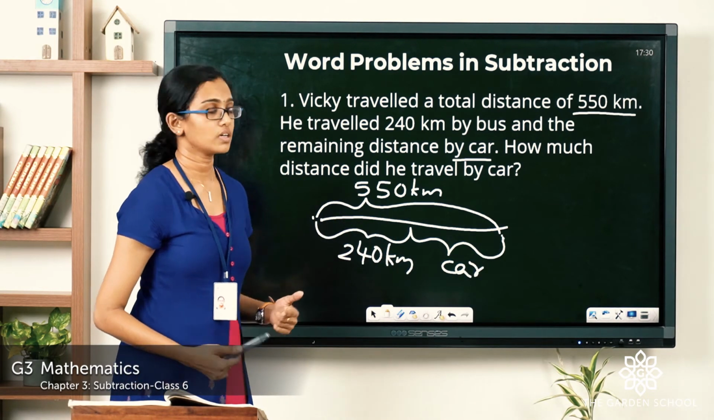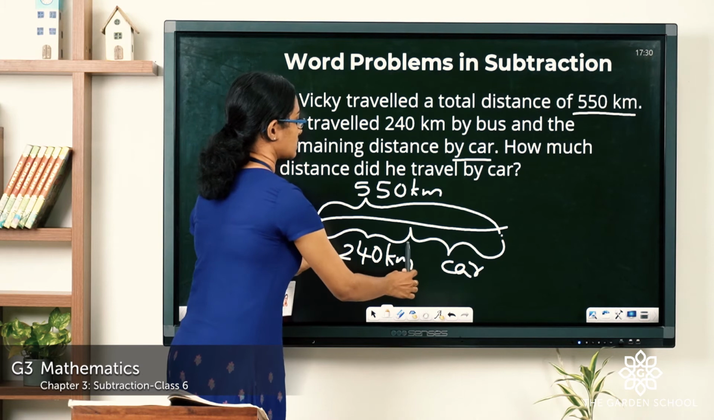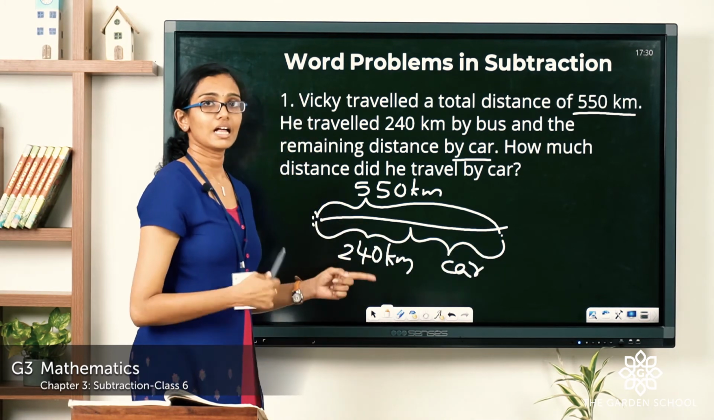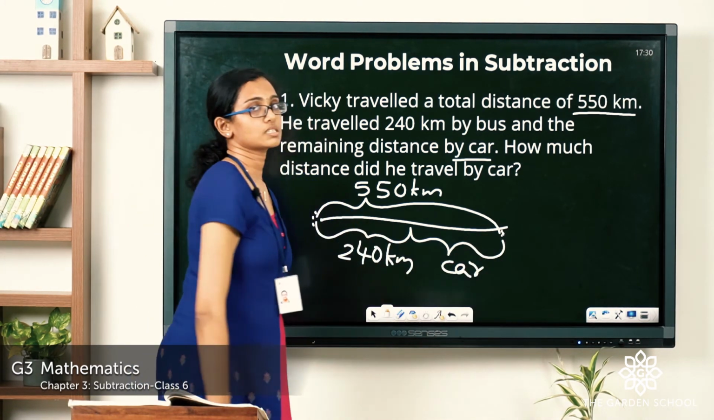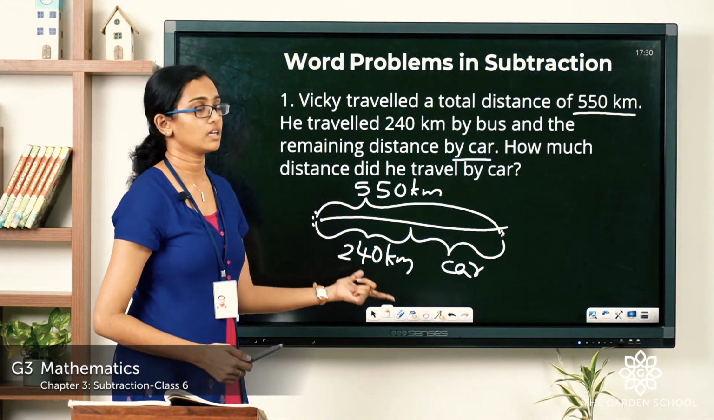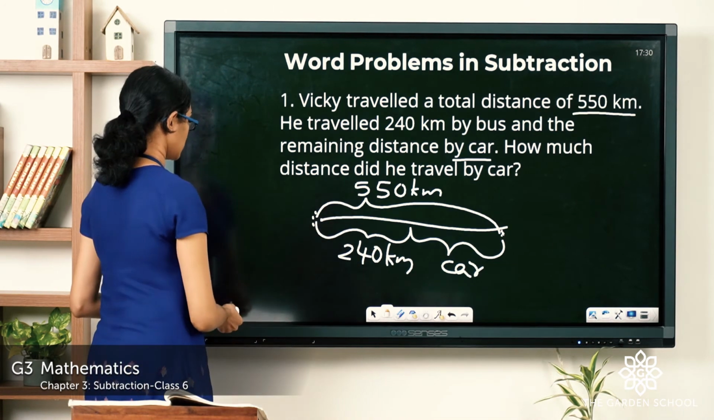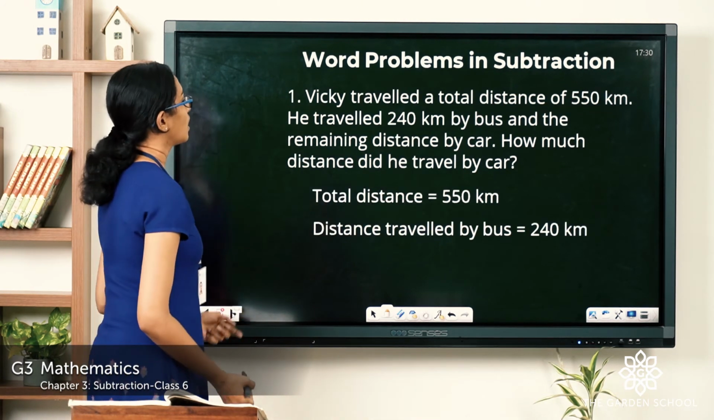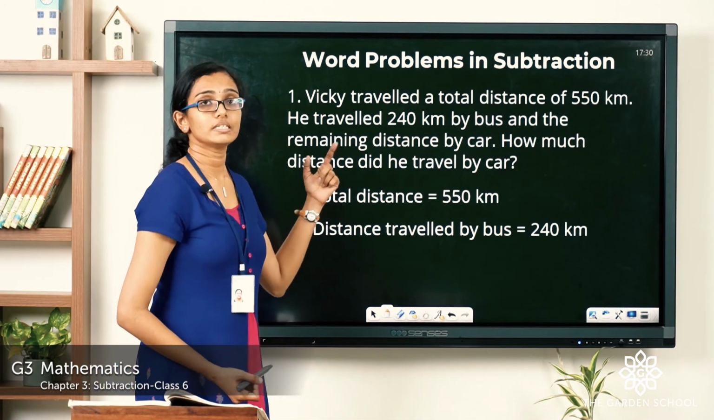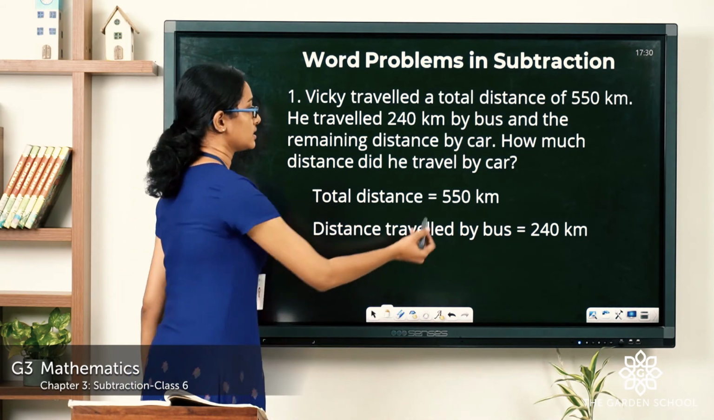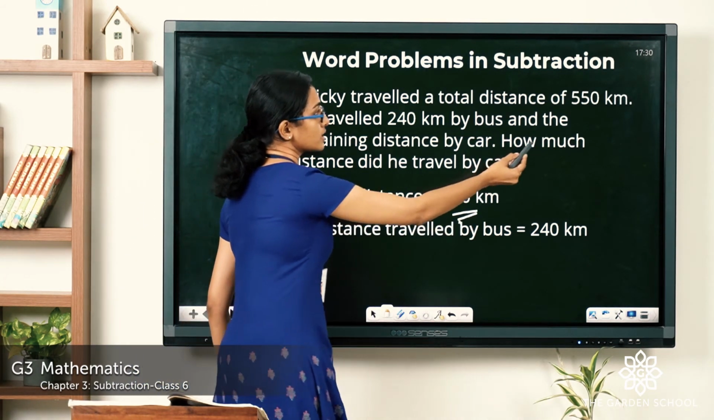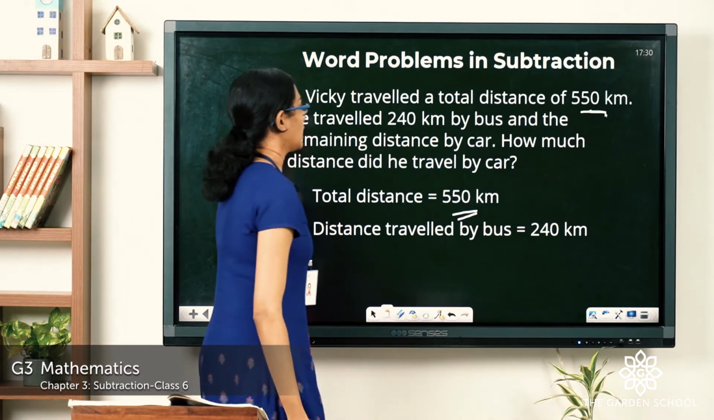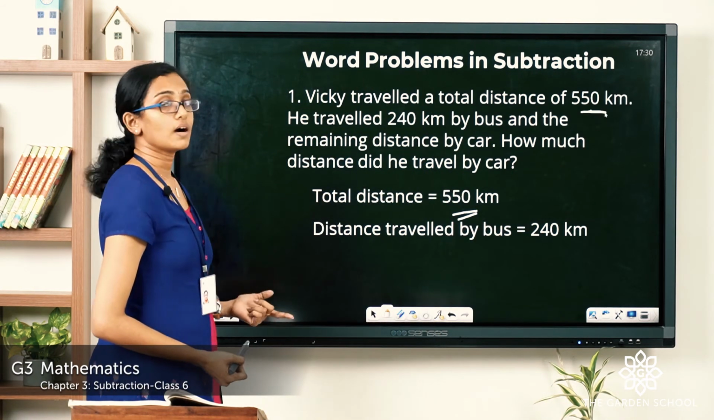You have to find out this distance. How would we find it out? We have to subtract this distance from the total distance. Then we will get the distance he traveled by car, right? So let's write down the steps from the data given in the question. The first step would be the total distance. What is the total distance? It is equal to 550 kilometers.